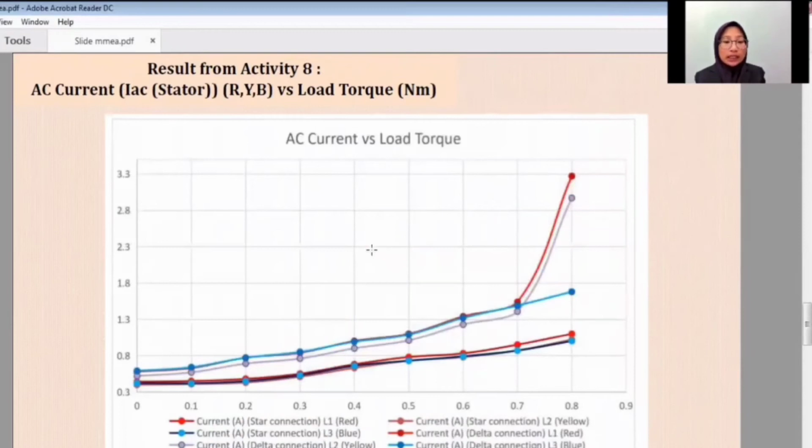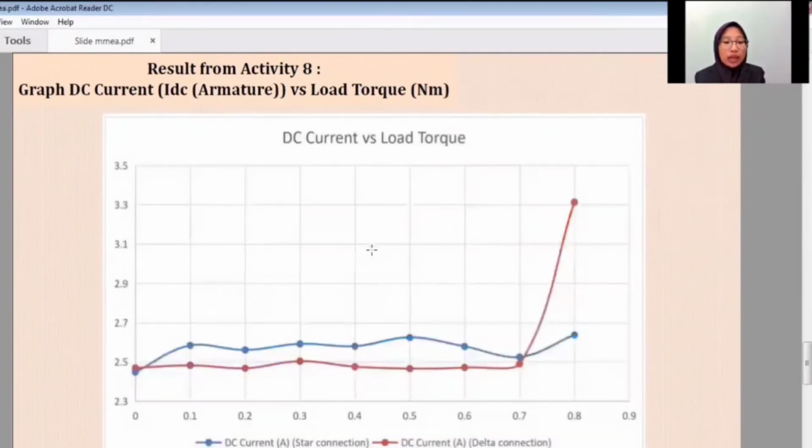In the AC current sector RYB, red, yellow, blue versus load torque graph, we can see the graph for delta connection went up dramatically after 0.7 Newton meter load, while star connection went up slightly. And the last one, we have the DC current versus load torque graph. DC current for star connection grew gently, but DC current for delta connection rose steadily. So I think that's all from me, and I will pass to my partner, Tanisha.